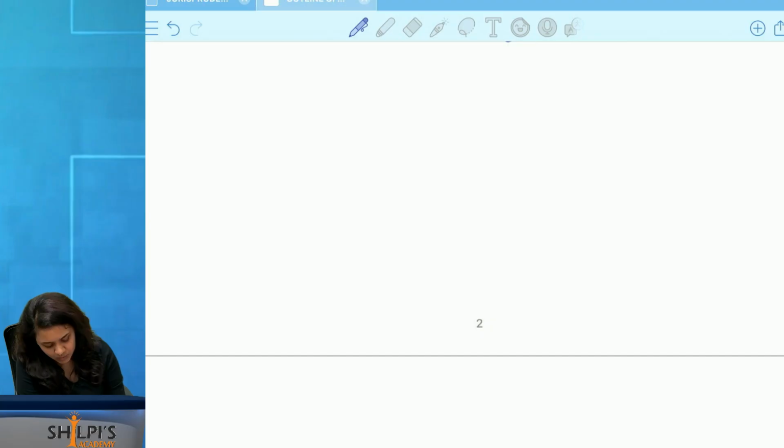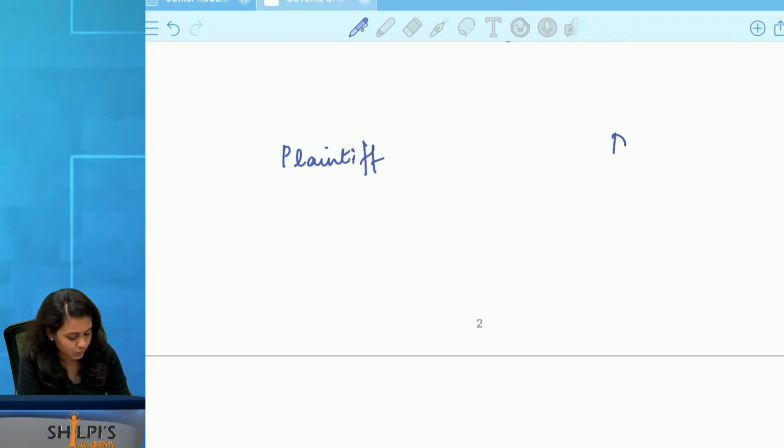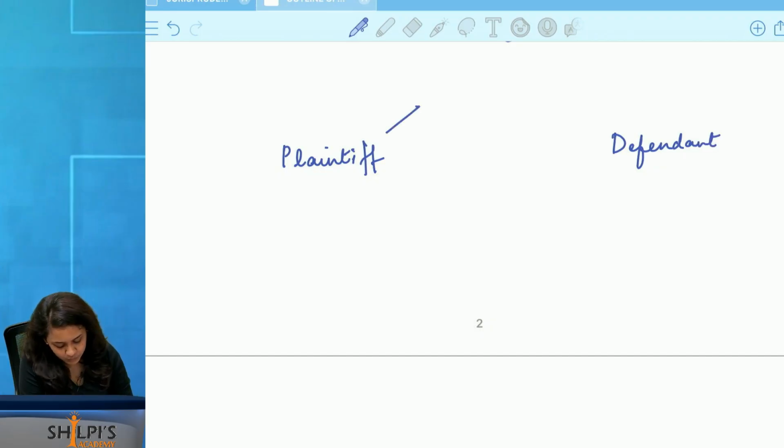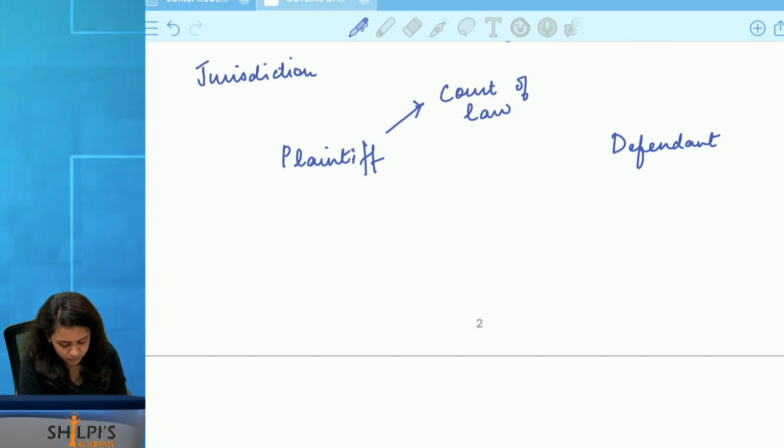Okay, so in your CPC we know that there exists someone known as a plaintiff and we have a defendant. Can there be more than one plaintiff or defendant? The answer is yes. The plaintiff is usually the person who approaches the court of law having the correct jurisdiction and within the proper period of limitation.